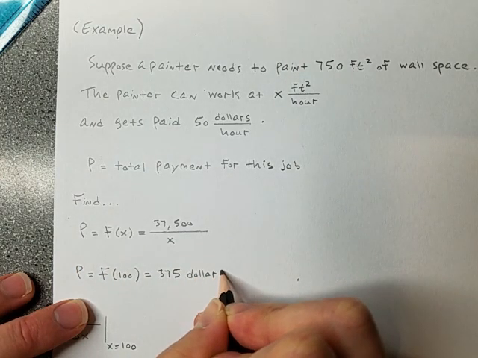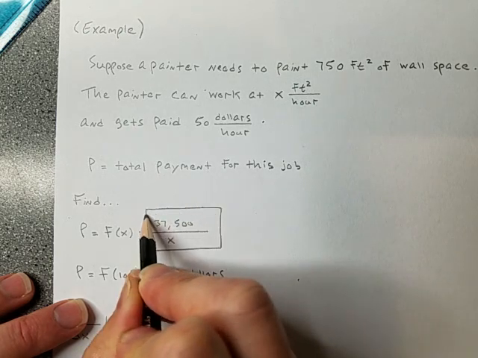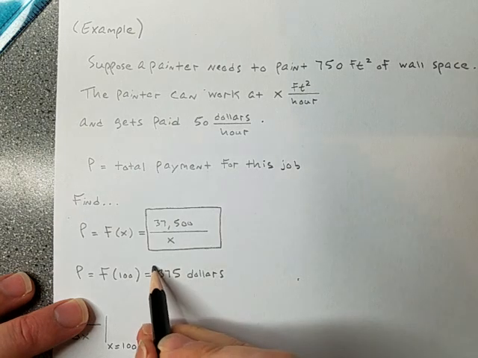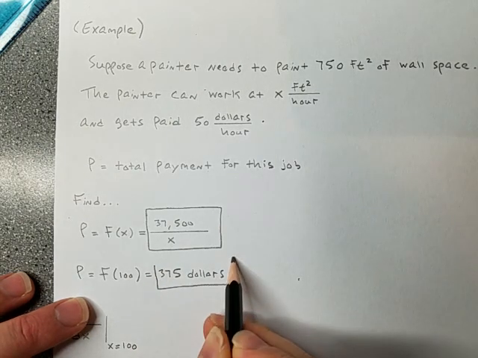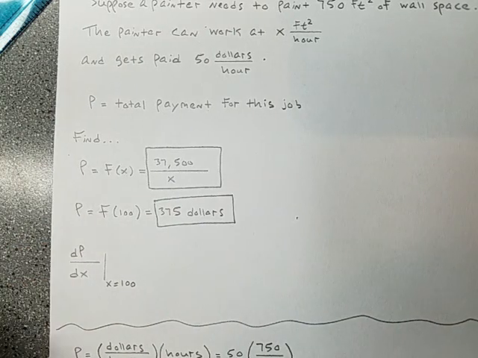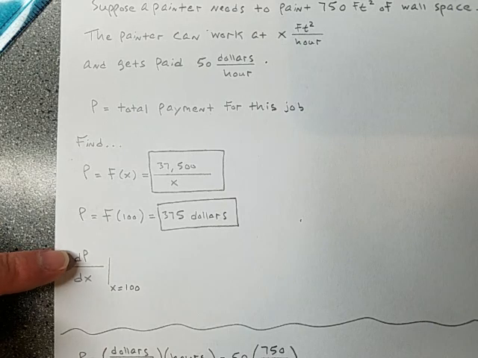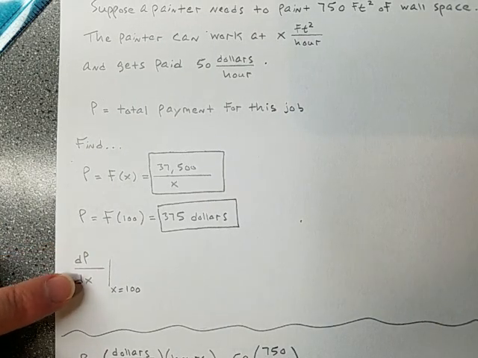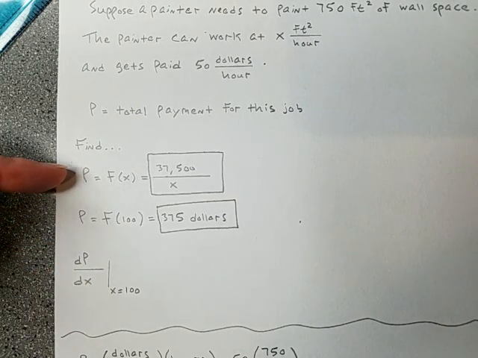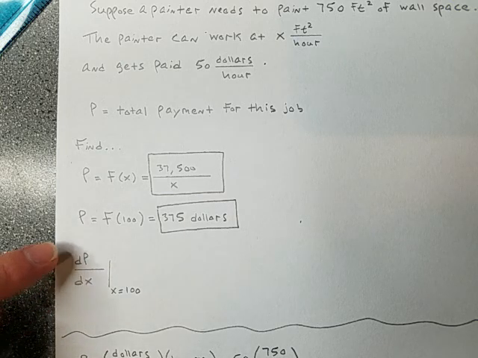Okay. So I get one, my function. P is a function of X. If the work rate is 100, I'll get paid $375. All right. Now, what's dP over dx? That's the derivative of this right here. There is a function where P is a function of X. You're looking at that right here. dP over dx is just the derivative of that function, okay? But it means that if X were to change, how would P change?